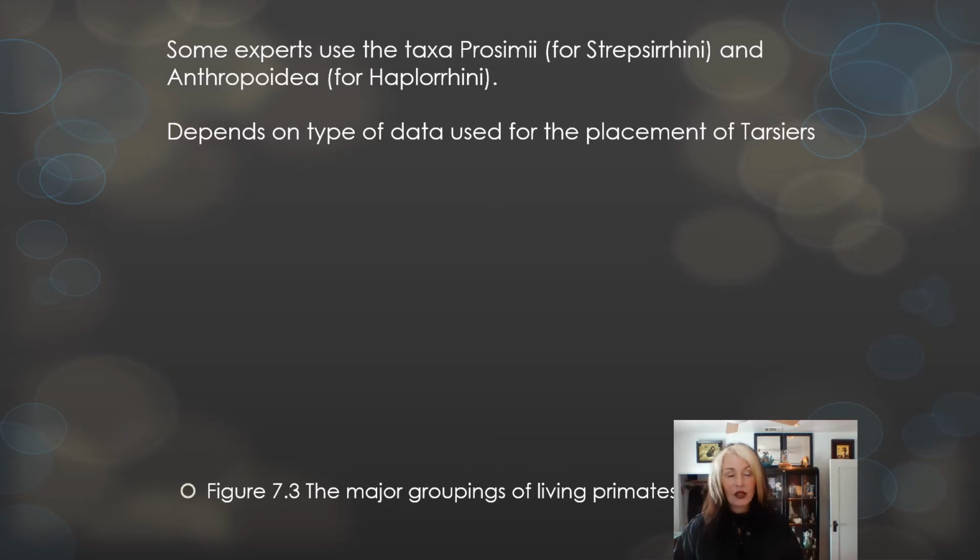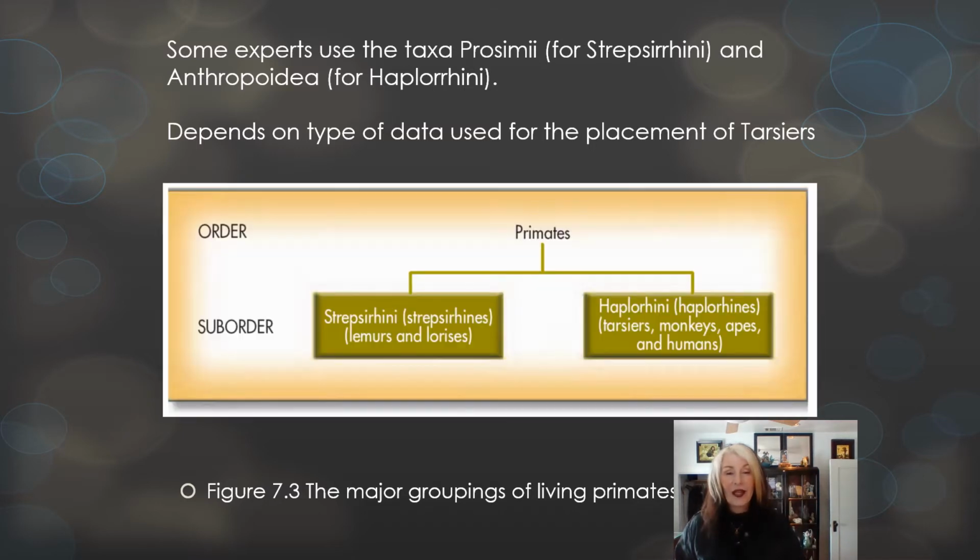In many traditional charts, the labeling was prosimiae in Latin or prosimian when we're speaking in English. And then the opposite of it will be anthropoidea in Latin or anthropoids. Those will be the 2 subdivisions.